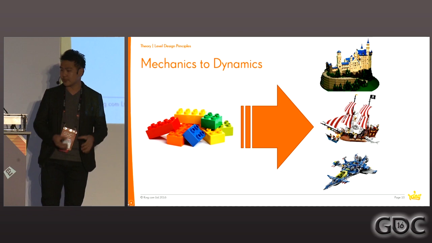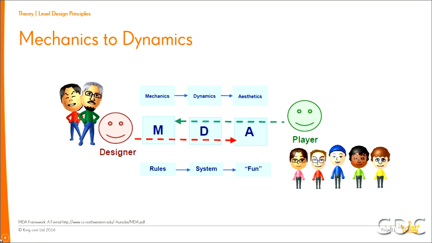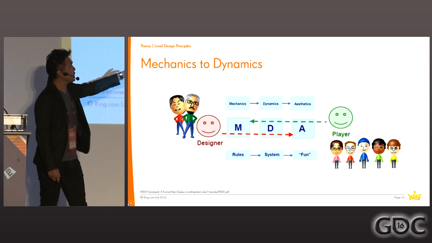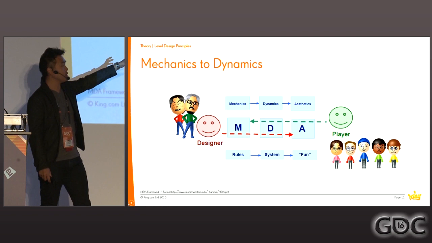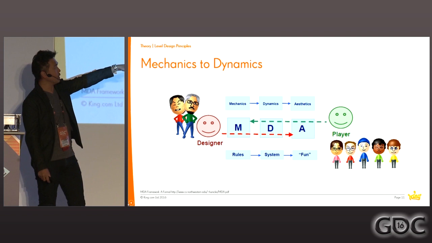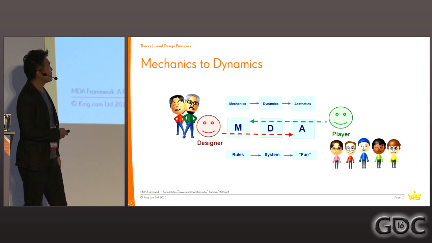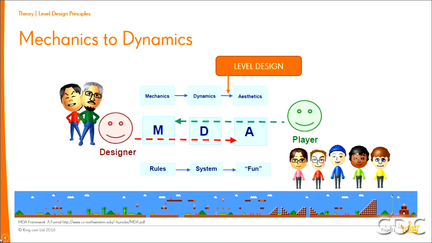In a more formal approach, in the MDA framework, where it's proposed that game designers are on one end creating mechanics, and the players are on the other end experiencing the aesthetic experience, what this model proposes is that the game designers create the mechanics, and when the mechanics run during runtime, they create dynamic situations, and this leads to an aesthetic experience for the players, or something that they feel, whether they feel fun, whether they feel exploration or something. Where level design sits, in my opinion, it sits somewhere here, where, again, coming back to the concept of a funnel, it's funneling these dynamics into aesthetic experiences.